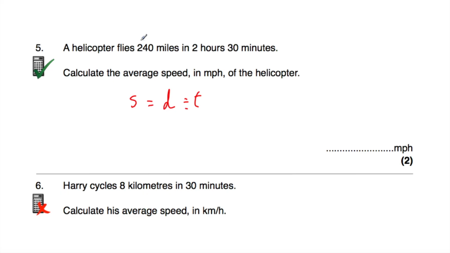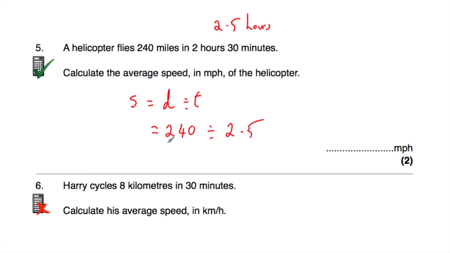Okay, so the distance is going to be 240. So we're going to do 240, and we're going to divide that by the time taken. That's in miles per hour, so we want the time in hours. So we've got 2 hours and 30 minutes. Now 30 minutes is half an hour, so this is actually 2.5 hours. So in terms of the time, we're going to use 2.5 hours.